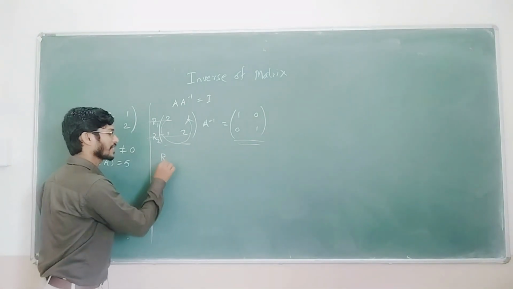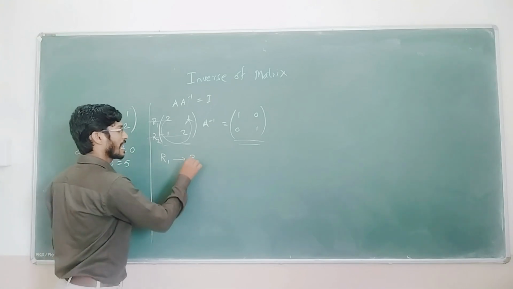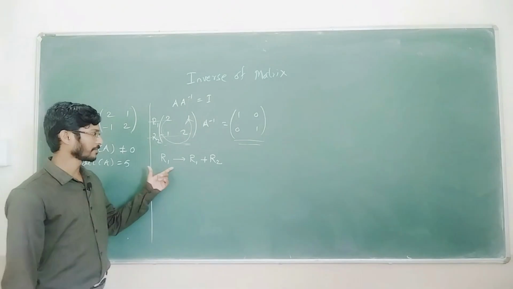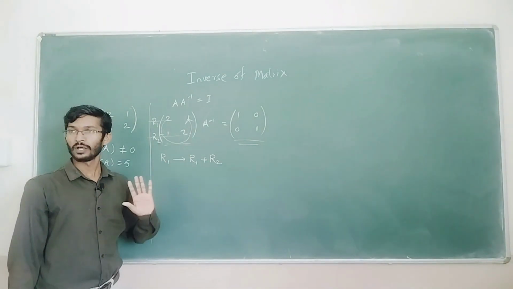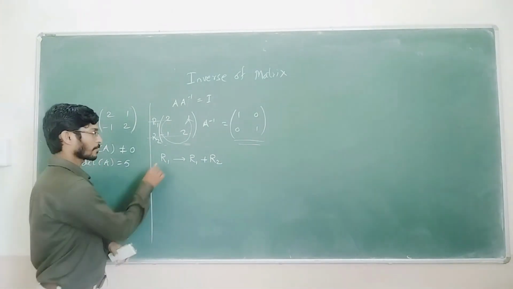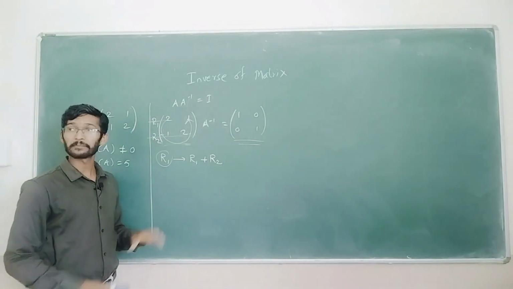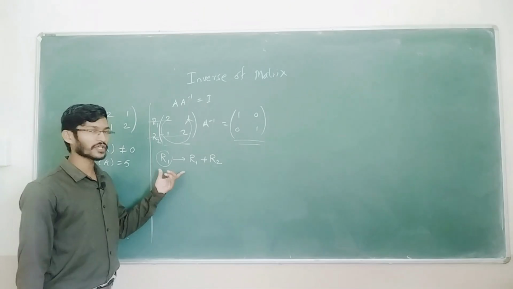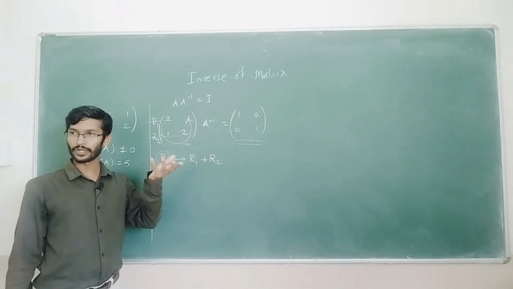So I will change R1 to R1 plus R2. This is mandatory to write. How am I going to change it? Which row is going to change? I am going to change R1 and replace it with R1 plus R2. This is just to remember what I am doing.